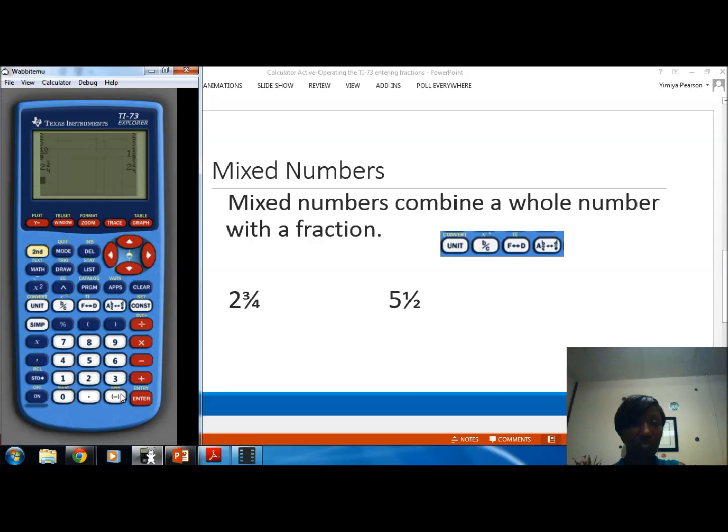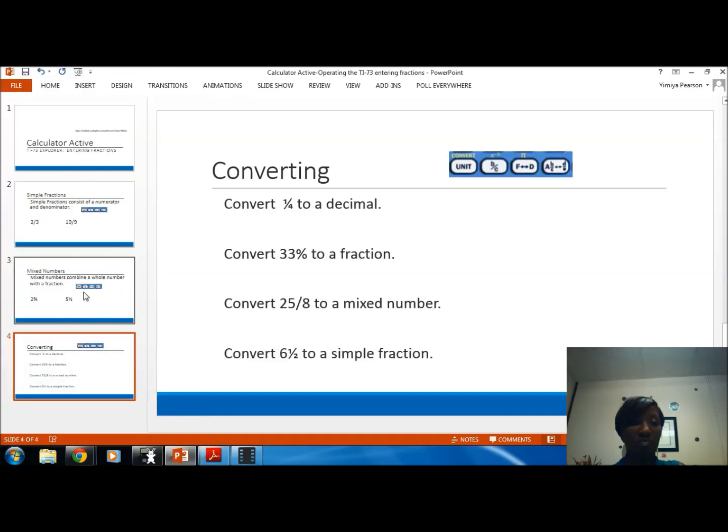All right, so let's enter 5 1/2. 5 is a unit, so I press unit after the number 5. And now I'm going to enter 1 as my numerator, down arrow, 2 as my denominator. Right arrow indicates I'm done with this fraction, and then enter.